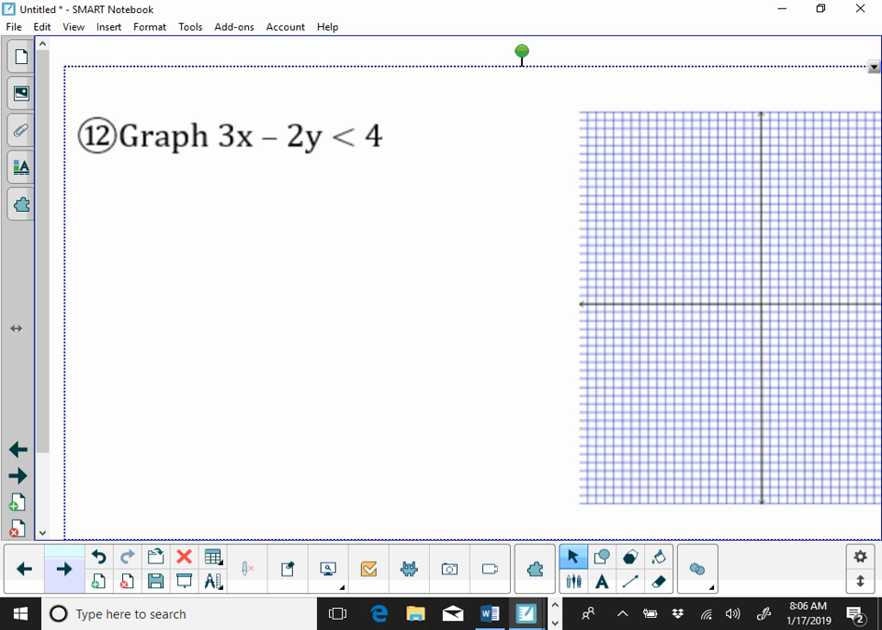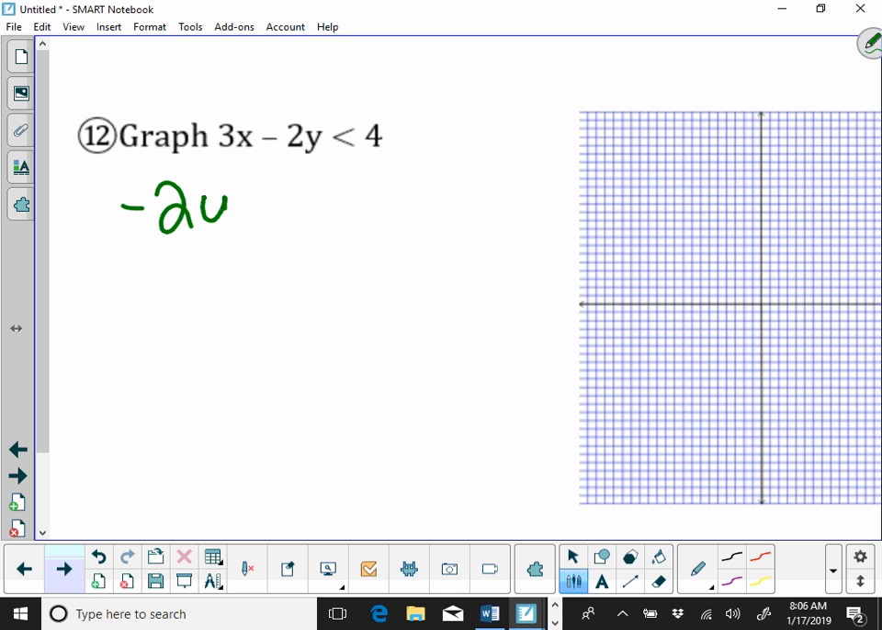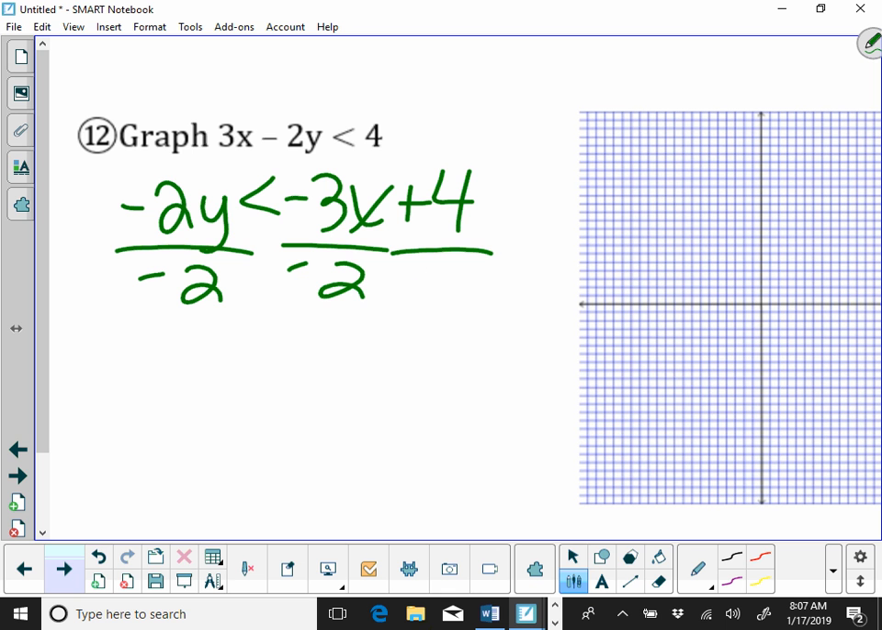All right, and then I did jump to number 12. This graph's going to be kind of hard for you to see, but I'll do my best. You do need to get y by itself first here, so I'm going to move my x. That's going to make it negative. And then I'm going to divide by negative 2. Okay, warning, warning, you divided by a negative, so you do have to flip your sign. These 2 negatives become a positive, minus 2.